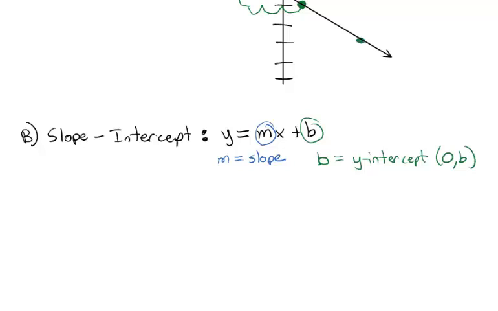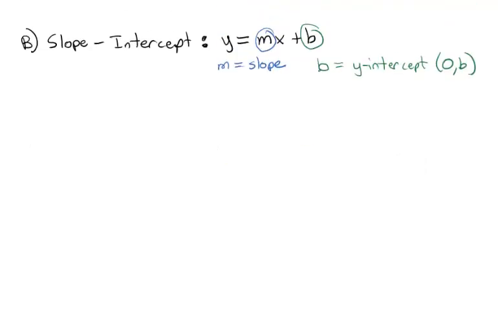If we know the slope and the y-intercept, we can use that process that we just saw, start with a point and use the slope to get the next point. So for example, we can graph y equals 2x minus 3.